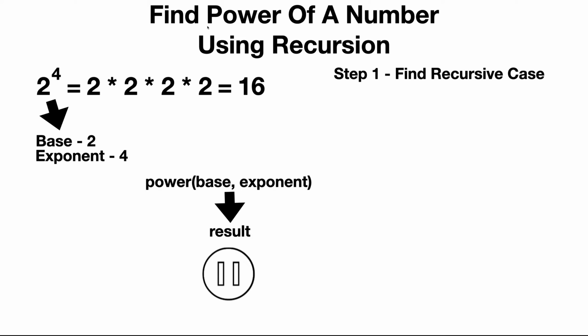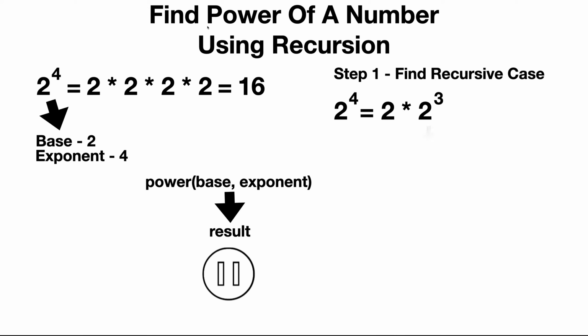So in this problem where we saw that 2 to the power 4 is 16, how can we find a recursive case? Basically, when you write 2 to the power 4, you can represent this as 2 multiplied by 2 to the power 3, right? So 2 to the power 4 can be represented as 2 multiplied by 2 to the power 3. Both are basically the same thing.